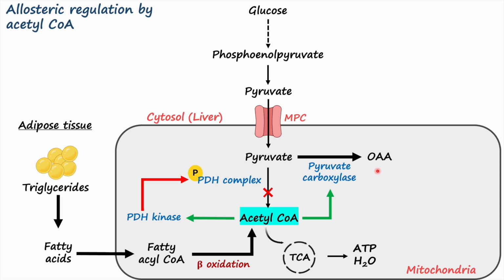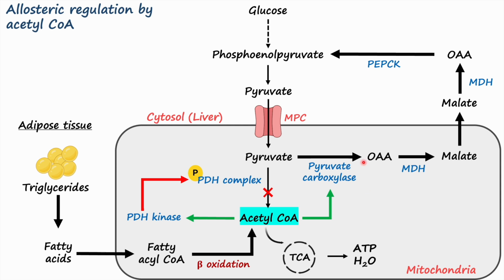And from here you know that oxaloacetate is converted into malate with the help of the malate dehydrogenase enzyme, and malate is then transported into the cytosol, where malate is converted back into oxaloacetate, and oxaloacetate is then converted into phosphoenolpyruvate with the help of the PEPCK enzyme, and then through a series of reactions phosphoenolpyruvate is converted into glucose. Now the glucose synthesized here through gluconeogenesis in the liver can be used to replenish glycogen stores. So glucose is then stored as glycogen in the liver.